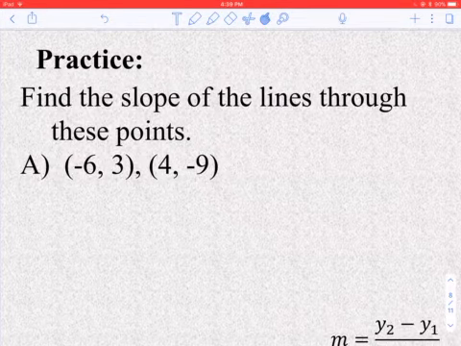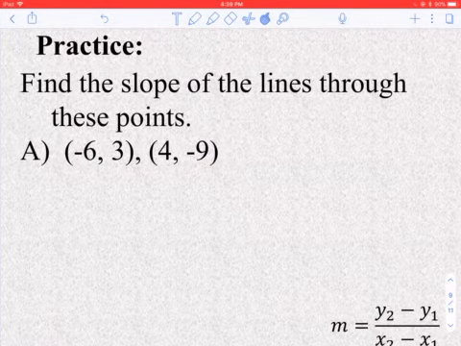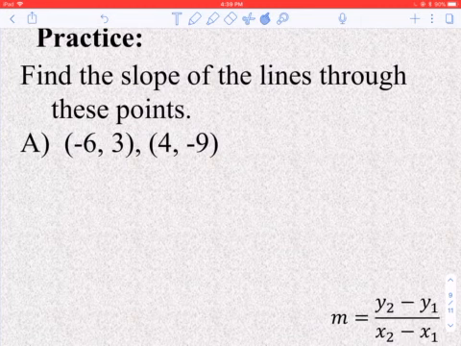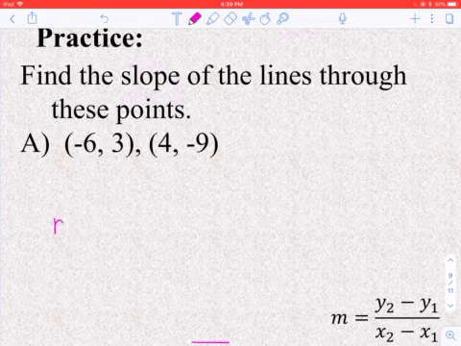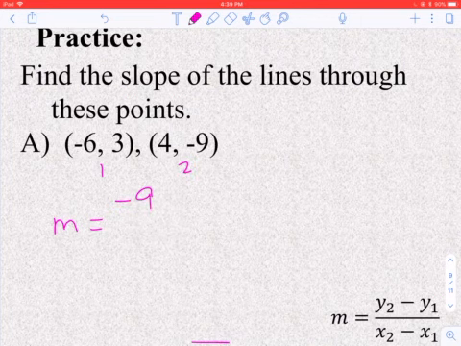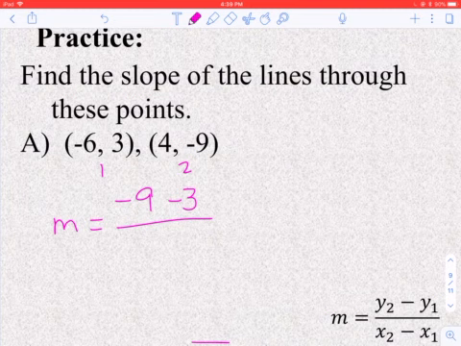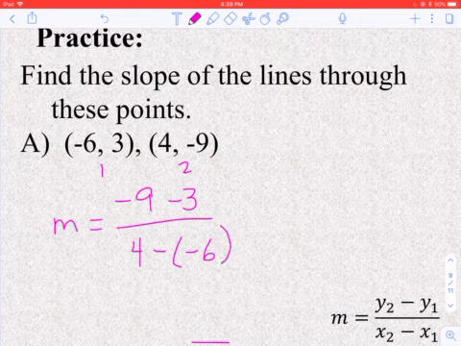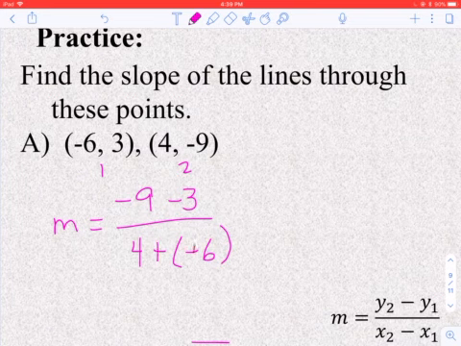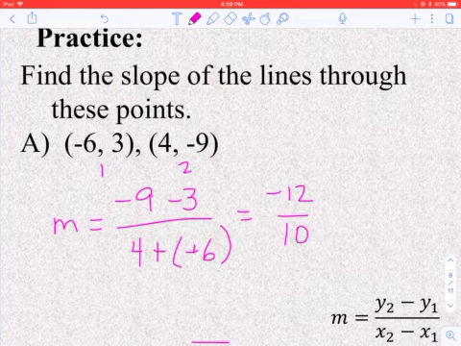So I'm going to ask you to do 3 practice problems to figure out what the slope is. So here's your first practice problem. So the slope on this one, and again it doesn't matter which one you do first, I'm just going to say that this is 1 and this is 2. So I have negative 9 minus 3 divided by 4 minus, now this is where you need to be very careful, it's minus a negative 6. Because you have the minus there and you have the negative. Minus a negative is going to make this one plus a positive. So I have negative 12 divided by 10, so this will be negative 6/5.